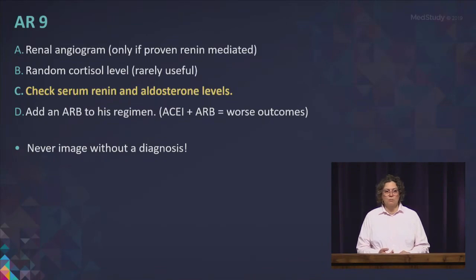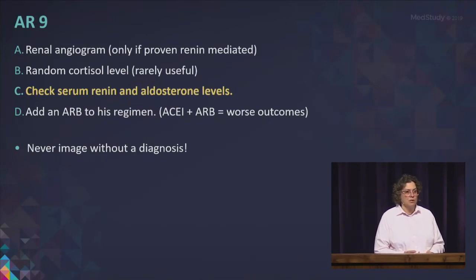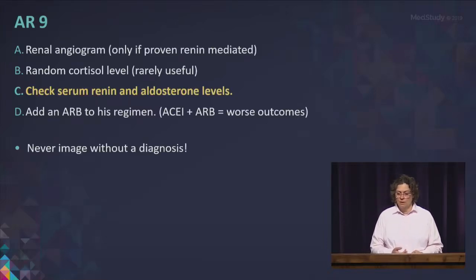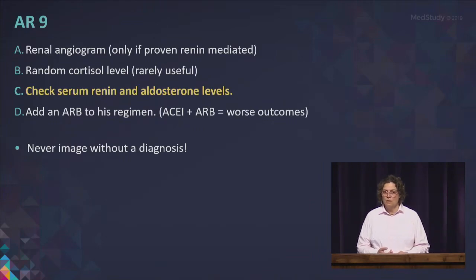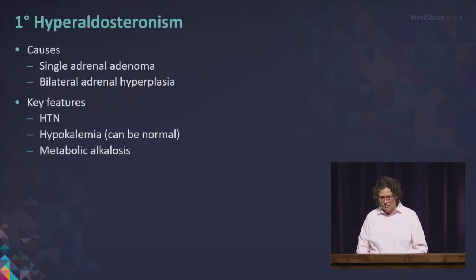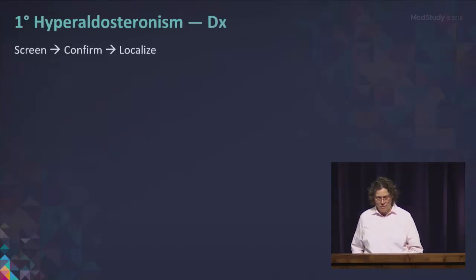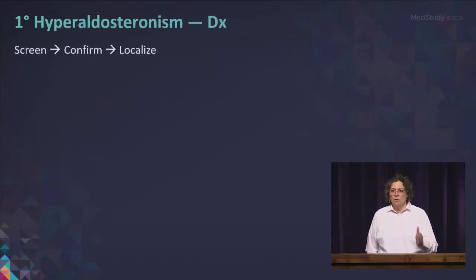And so our job at this point is to evaluate for secondary hypertension, including aldosterone excess. So we want to pair a renin and aldosterone level and see what that looks like. And again, we never image without a diagnosis in these patients. So what we're describing here is primary hyperaldosteronism. The causes can be single adrenal adenoma, Conn's disease, or bilateral adrenal hyperplasia. Key features are generally hypertension, hypokalemia, although it doesn't necessarily need to be present, and metabolic alkalosis. Screen, confirm, localize. Never image without a diagnosis.